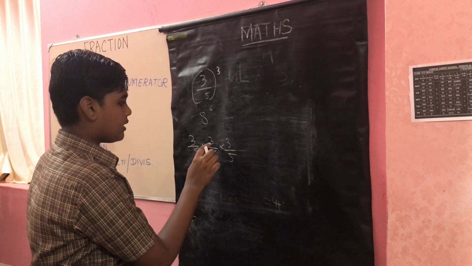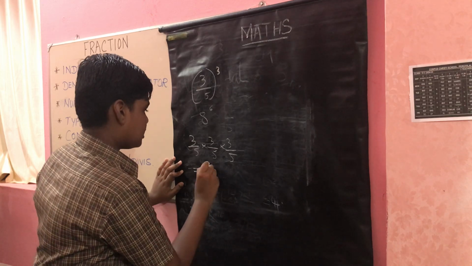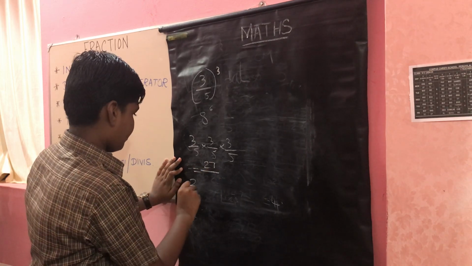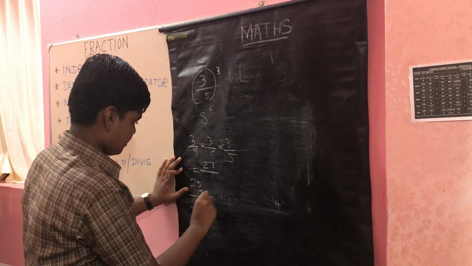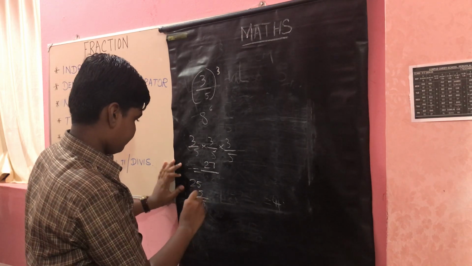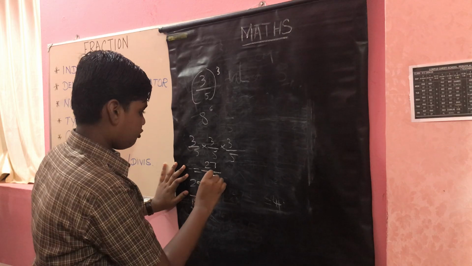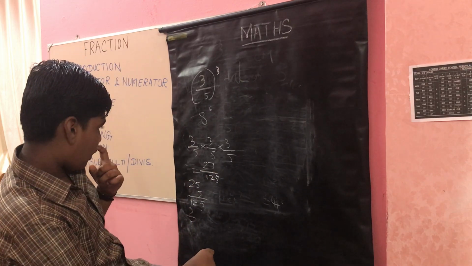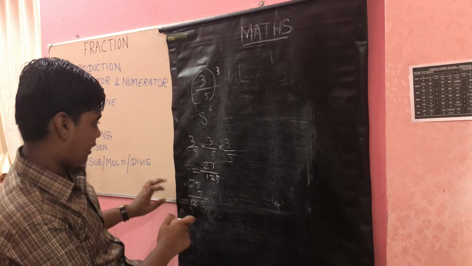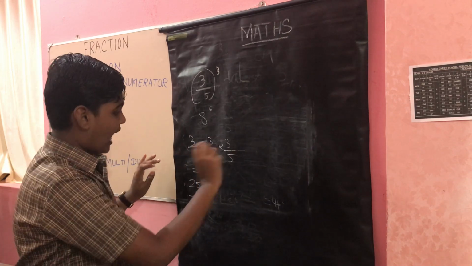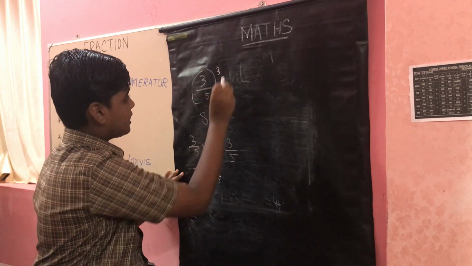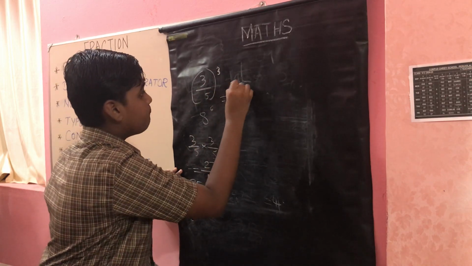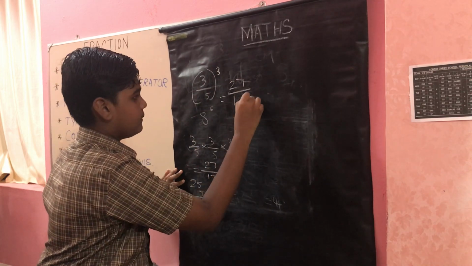So 3 3s are 9. So 9 3s are 27. So 5 5s are 25. So 25 into 5. 5 5s are 25, so 2 remaining. 125 by 125. Check whether it goes in the same table. No, I think it doesn't go. Yeah, so this is the actual answer. 3 by 5 to the power 3 has been changed into 27 by 125.